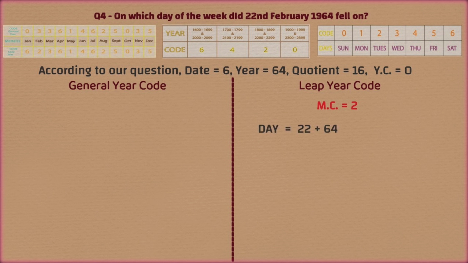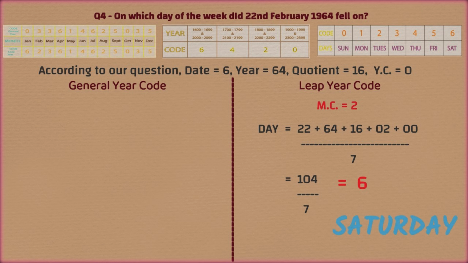So when we substitute all these values in the formula, we get (22 plus 64 plus 16 plus 2 plus 0) whole divided by 7, which is equal to 104 by 7, and we get the remainder as 6. And thus, 22nd February 1964 falls on Saturday. As we used the leap year coding, we did not need to subtract 1 in this case.